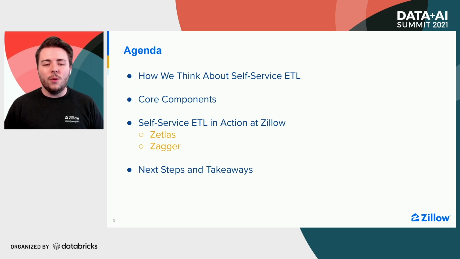So let's take a look at what we're going to cover in this talk. First, I'll discuss how we think about self-service ETL. Next, I'll cover the core components of our self-service architecture. Then, Yuan and I will each go over one self-service implementation here at Zillow. Yuan will cover Zetless, a self-service tool built for data analysts, and I'll cover Zagger, a solution catering to our data producer and data engineering teams. Finally, Yuan will wrap up the presentation with next steps and key takeaways.